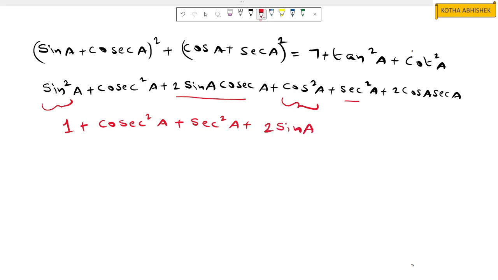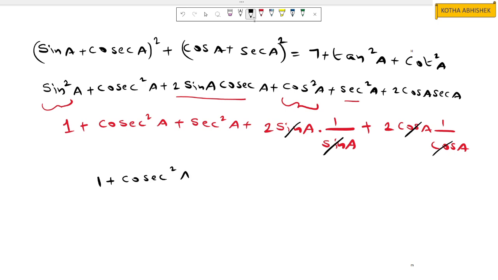Plus now this term 2 as it is, sin A as it is. Now cosec A I am writing as 1 by sin A because we know sin and cosec are reciprocals of each other, plus the last term also 2 as it is, cos A as it is, sec A I am writing as 1 by cos A because cos and sec both are reciprocals of each other. Now here this sin A cancels, this cos A cancels, then we remain with 1 plus cosec square A plus sec square A plus 2 ones are 2 plus 2 ones are 2. So now 1 plus 2 plus 2 is 5, plus we got here cosec square A and sec square A, right?